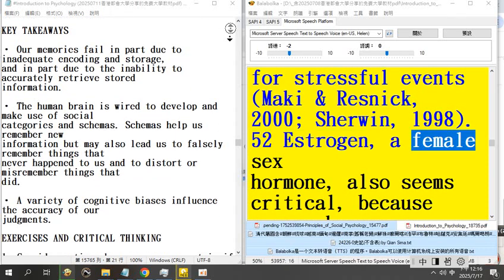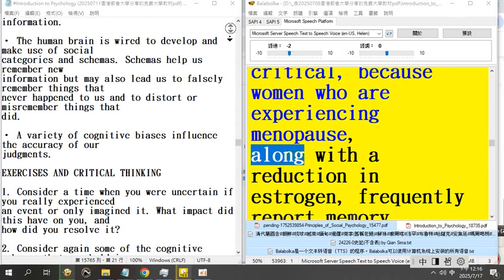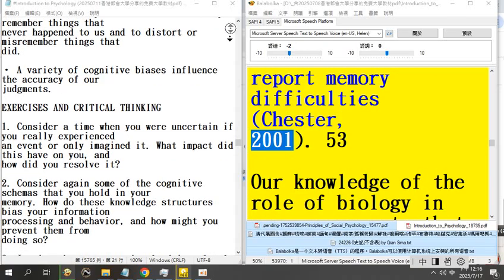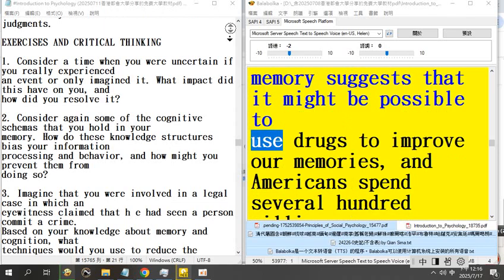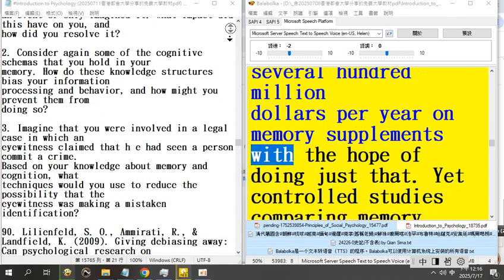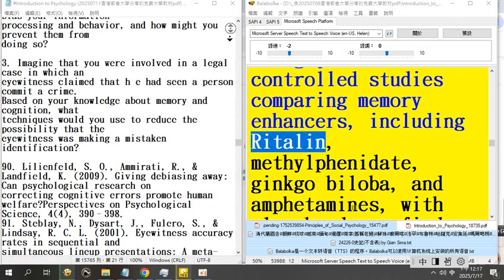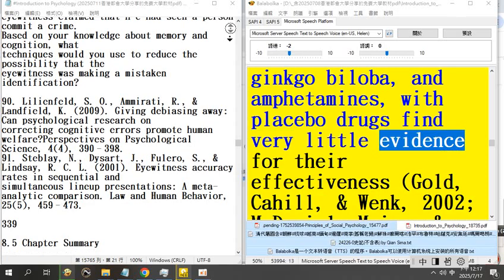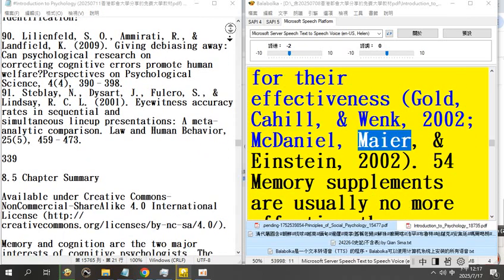52. Estrogen, a female sex hormone, also seems critical, because women who are experiencing menopause, along with a reduction in estrogen, frequently report memory difficulties (Chester, 2001). 53. Our knowledge of the role of biology in memory suggests that it might be possible to use drugs to improve our memories, and Americans spend several hundred million dollars per year on memory supplements with the hope of doing just that. Yet, controlled studies comparing memory enhancers, including Ritalin, methylphenidate, ginkgo biloba, and amphetamines, with placebo drugs find very little evidence for their effectiveness (Gold, Cahill, and Wenk, 2002; McDaniel, Maier, and Einstein, 2002).